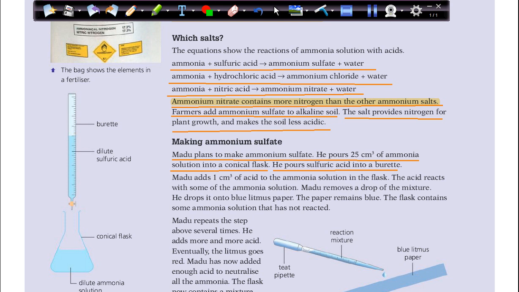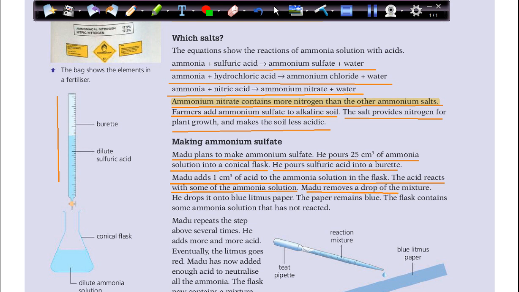So he used this burette over the conical flask. The conical flask contains dilute ammonia solution, and the burette contains dilute sulfuric acid. So here, Madhu adds 1 cubic centimeter of acid to the ammonia solution in the flask. The acid reacts with some of the ammonia solution. We said ammonia solution is alkali.